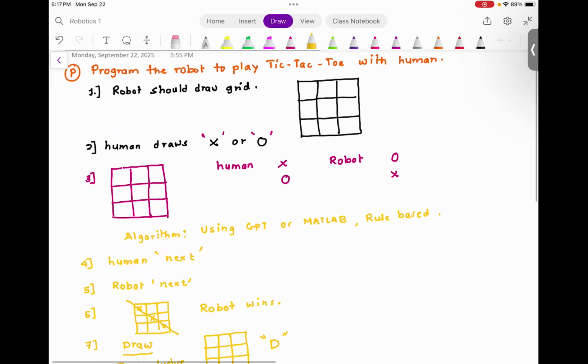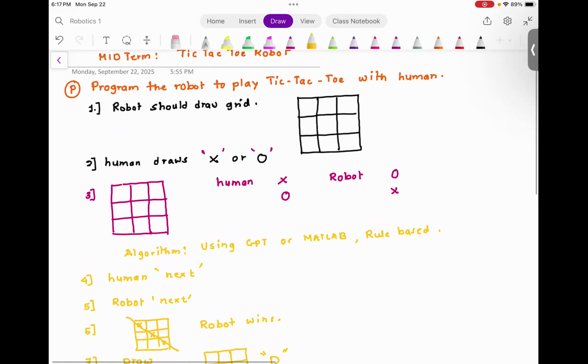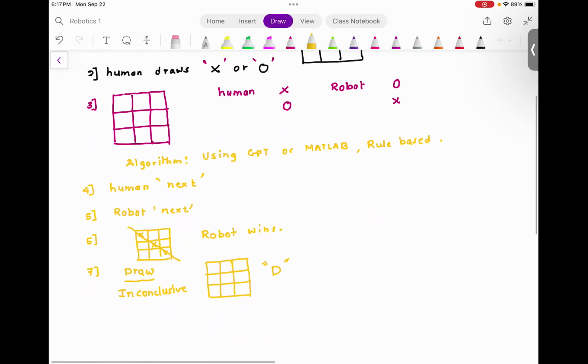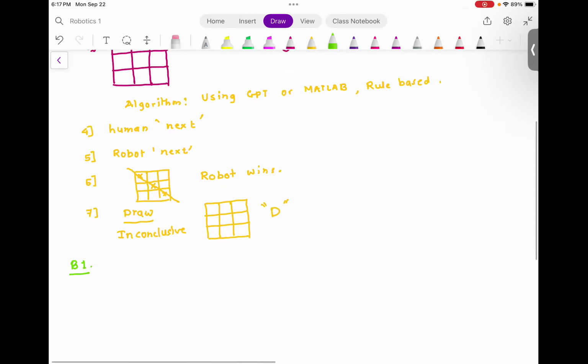Everyone understood this? This is the basic assignment. That is going to give you 10 points. Next part is the bonus, B1. In bonus B1, you should be able to handle the edge cases.